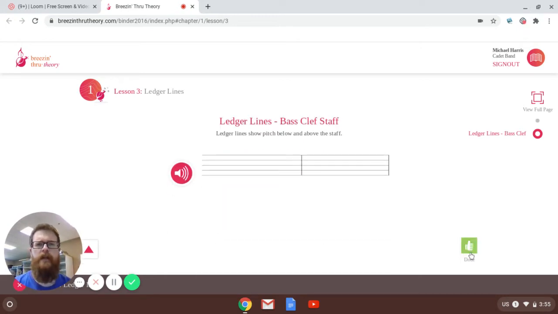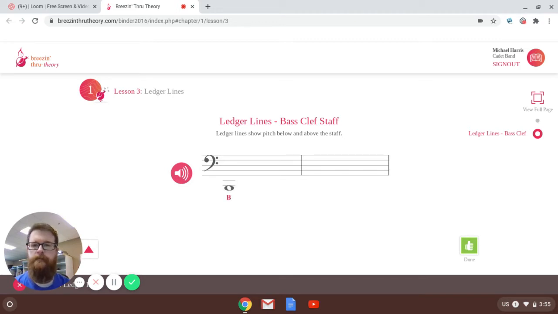When we change the clefs, we're going to find out we have the exact same alphabet pattern with our ledger lines. However, since the bass clef gives different note names to the different lines and spaces, you start the alphabet pattern in a different place. Here are the bass clef notes.